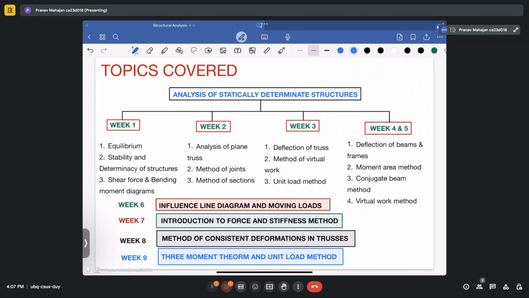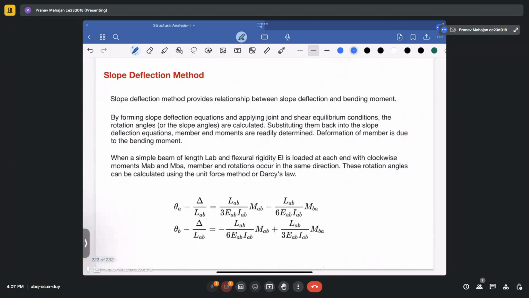So what we will cover in this current week is to use the slope deflection method and determine the moment at the ends of the beam element. Okay. So what is the slope deflection method?